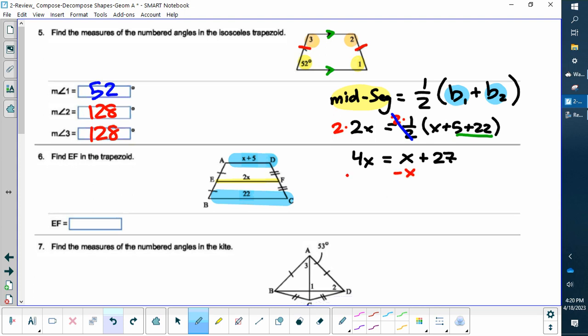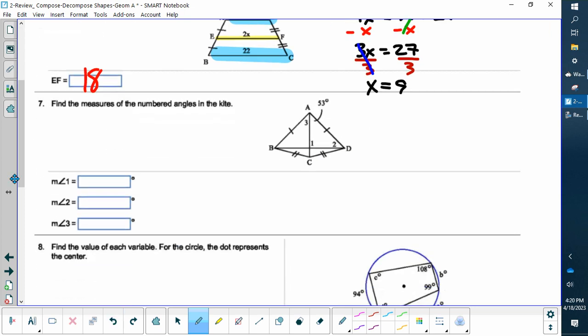All right, this is an algebra equation. Let's subtract x from both sides. And we get 3x equals 27. And now it's a division problem. Divide by 3, and we get x equals 9. Now be careful. You do got to plug it back in here. So I don't want just 9. It says, what is the measure of EF? So it's 2 times 9. So this answer right here should be 18.